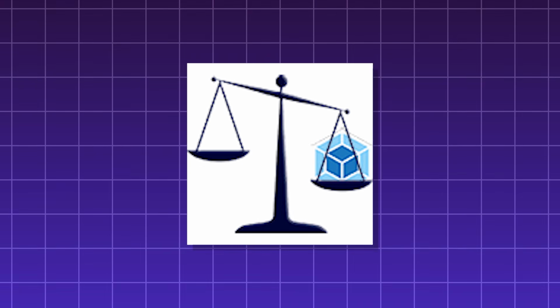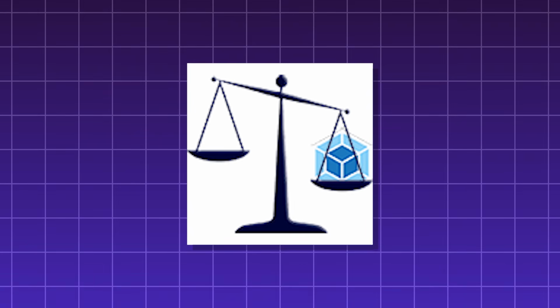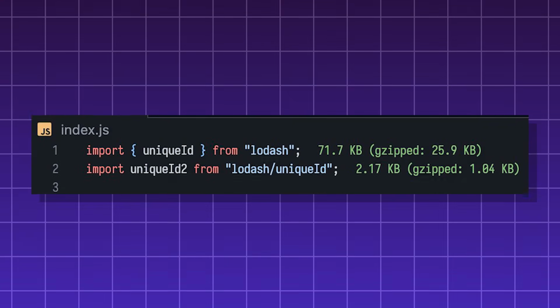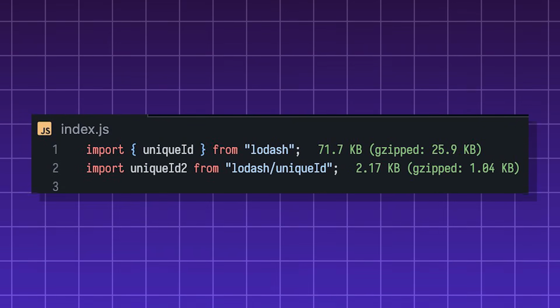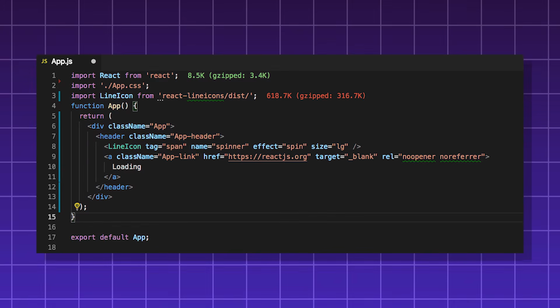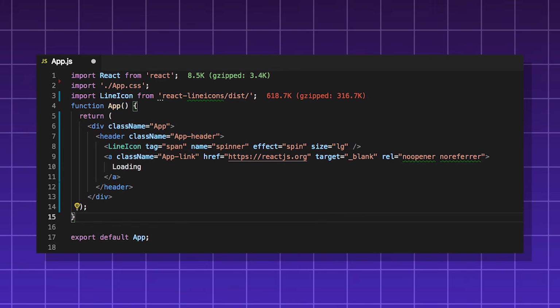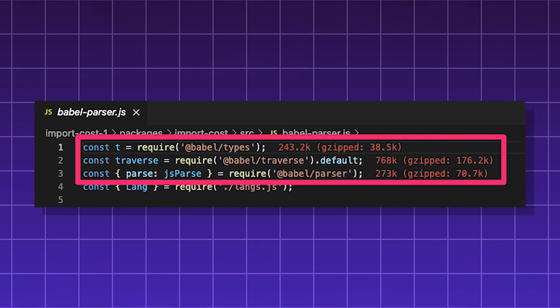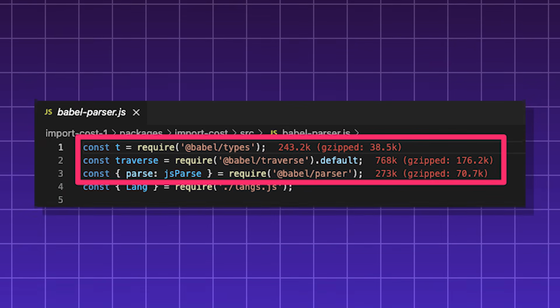Import cost. This displays the size of imported packages directly in your code. It helps developers understand the impact of added dependencies by showing the bundle sizes of each import or require statement. It displays warnings for large imports and promotes performance awareness.